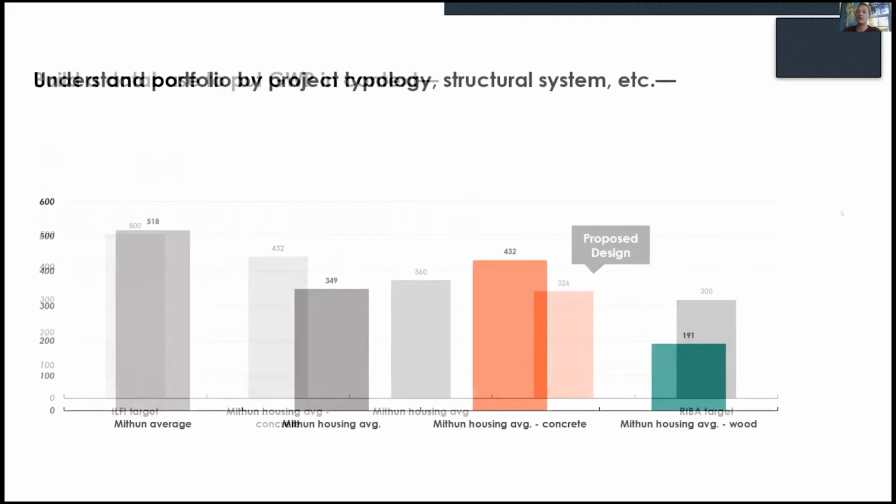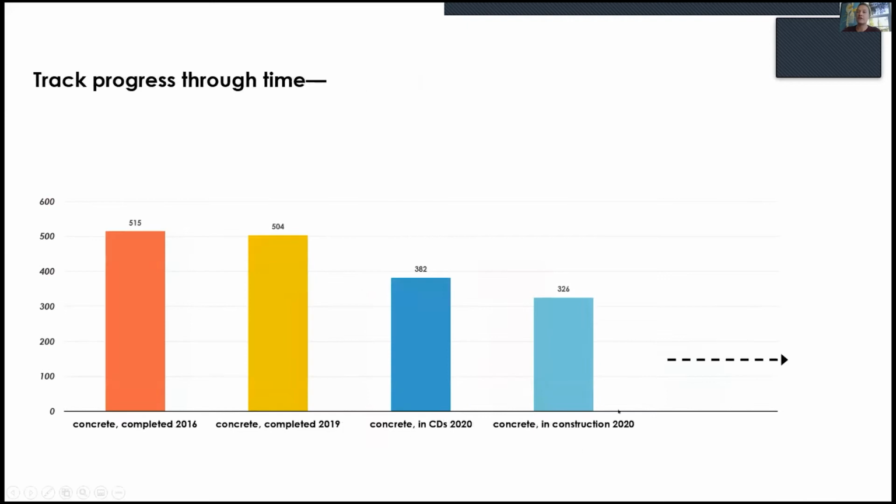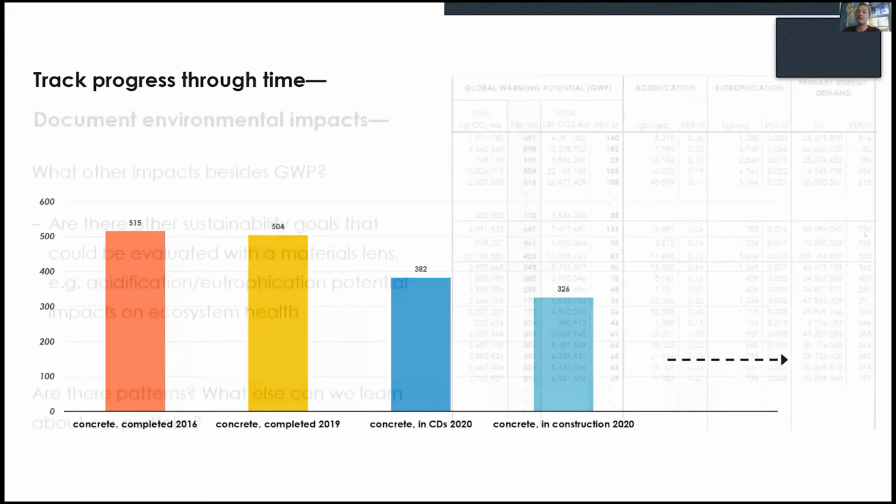So we can kind of benchmark that progress throughout time, as well as just sort of understanding where our portfolio shakes out, where we expect a wood frame versus a concrete frame building to be as a sort of firm baseline. And again, sort of looking at a similar type frame, but over time, you know, are we pushing that GWP down, and are we making progress?